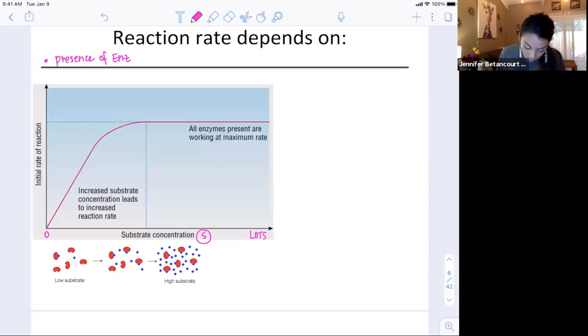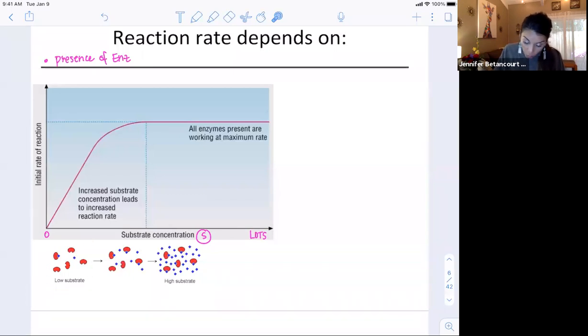Okay. So on the y-axis, what do we have? The initial rate of reaction. So just the speed at which this reaction completes. Obviously, if there's no substrates, there's no reaction, so the rate is 0. Okay. And I paired it with this little cartoon at the bottom.